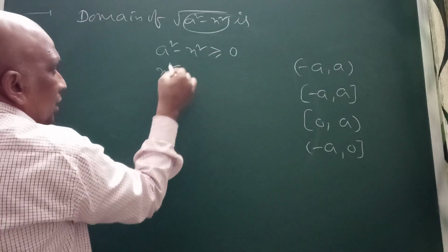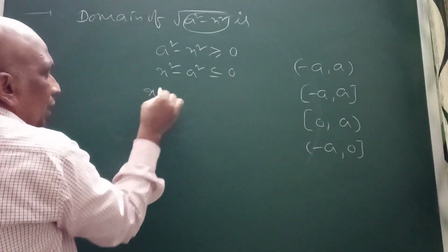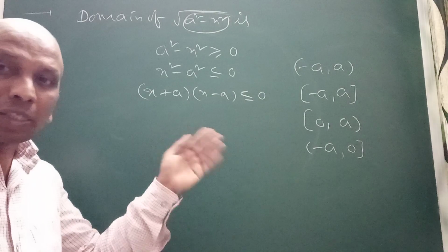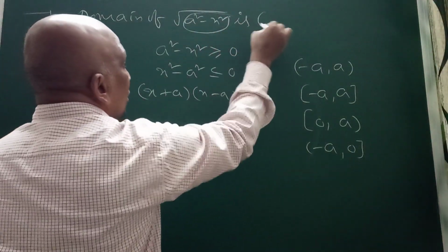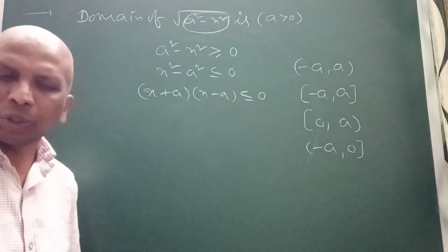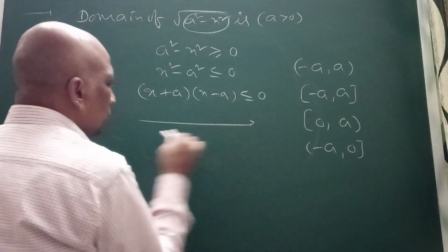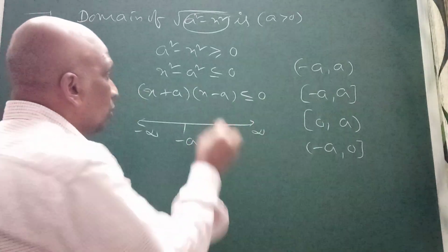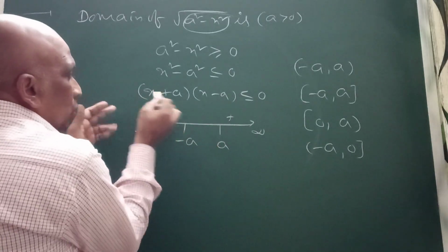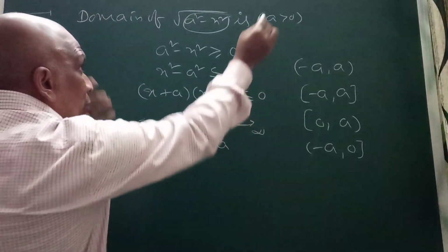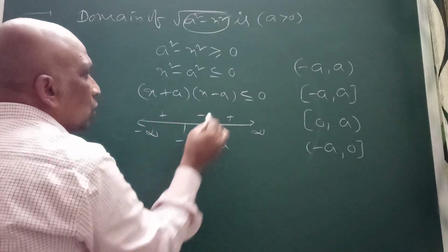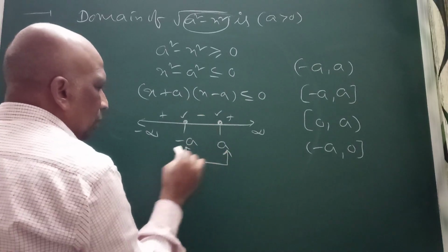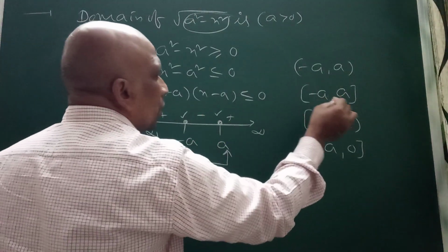Multiply with a negative: x square minus a square less than or equal to 0, right? x plus a into x minus a less than or equal to 0. When these two factors are less than or equal to 0, in the problem they have given a greater than 0. So if you take more than a, it gives positive. If you take less than minus a, it gives positive. Because a is given positive, the middle region is negative. So less than or equal to, including these two values, between these two. So between minus a to a, your answer is minus a to a, including these.